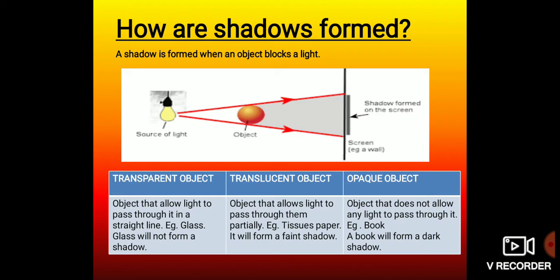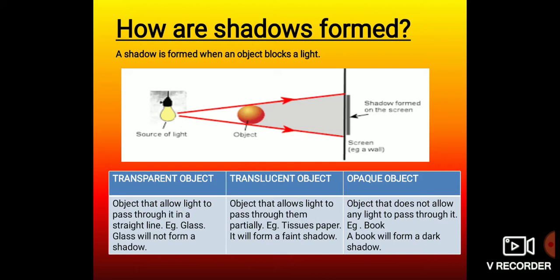How are shadows formed? A shadow is made when an object blocks a light. There are three types of objects: transparent objects, translucent objects, opaque objects. Transparent objects let light pass through them in straight lines. So, a transparent object will not make a shadow, for example, glass. Translucent objects let some light pass through, for instance, tissue paper. They make faint shadows.